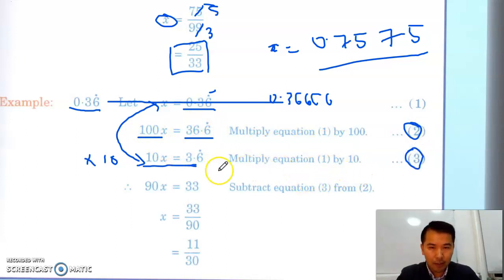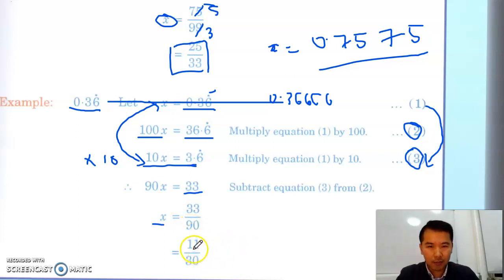Now you get the new one minus the old one. So you get 2 minus 3. 2 is 100 minus 3 is 90. And 2 minus 3, you get 33. Remember, the 3 is formed from 1, because 1 is ignored because the 3 is not repeating. So we want the 6 to be repeating. So that's why 1 changed to 3.